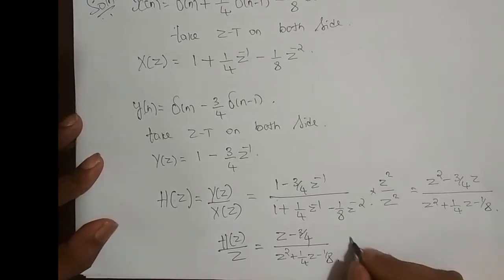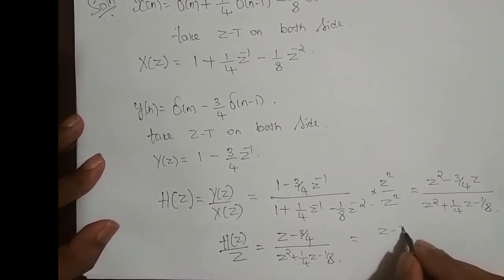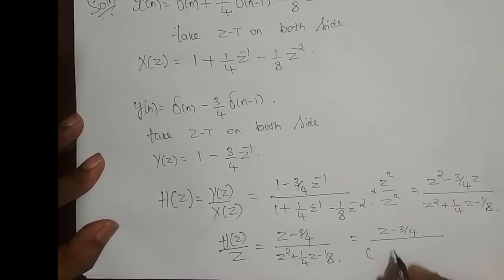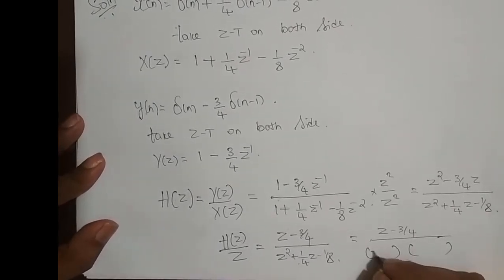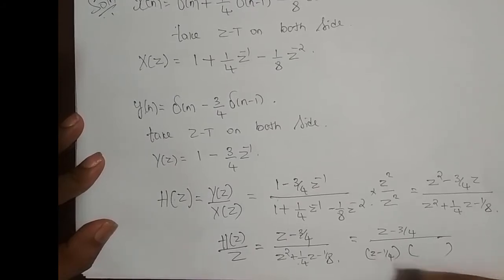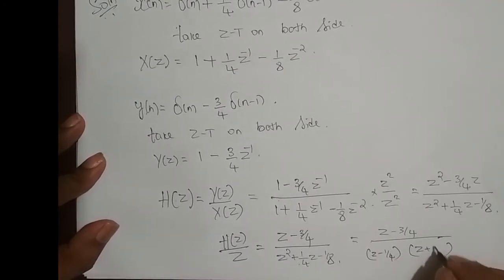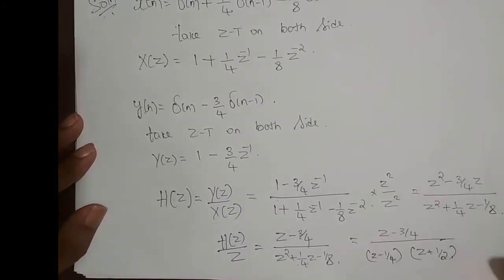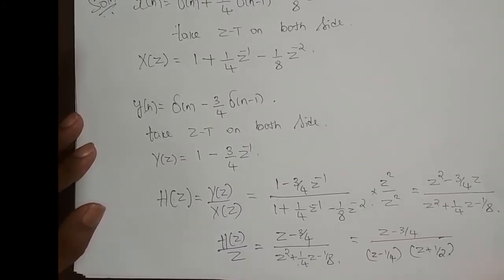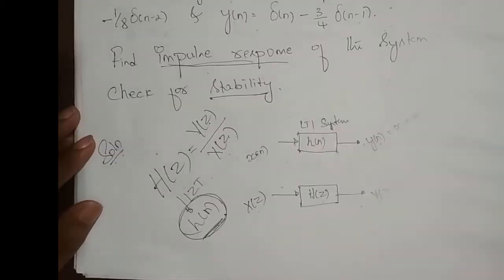Now I will factorize the denominator. It's a second order polynomial, so I get two poles: one at z is equal to 1 by 4, the other pole at z is equal to minus 1 by 2. You just check these poles. Okay, fine. What is the next step? I need to perform the partial fraction expansion.